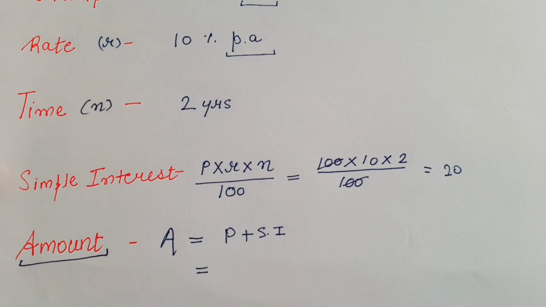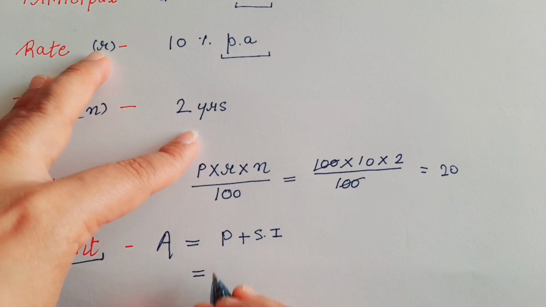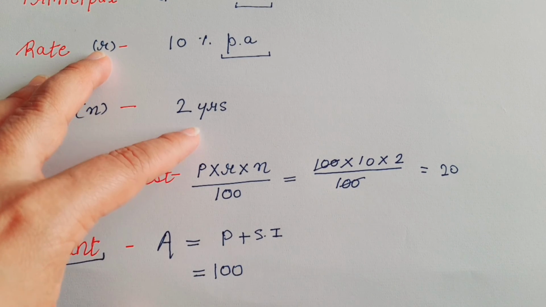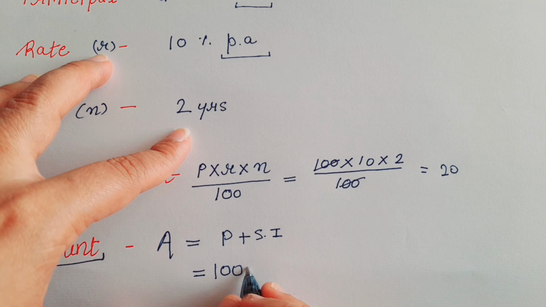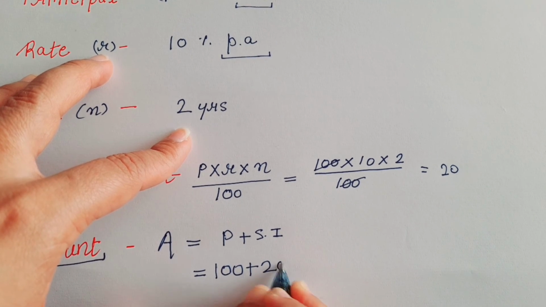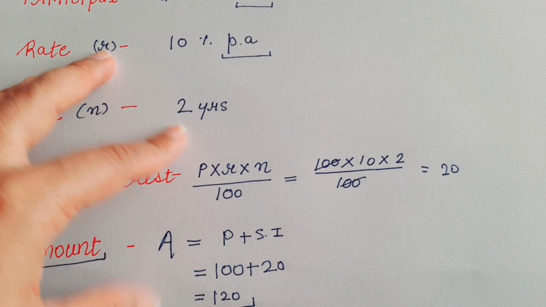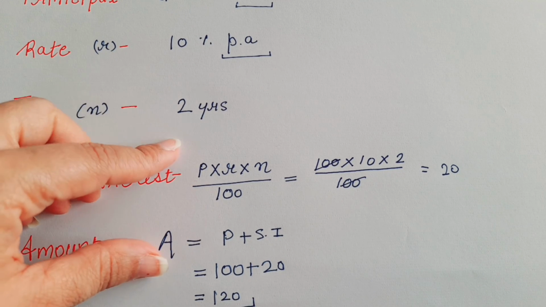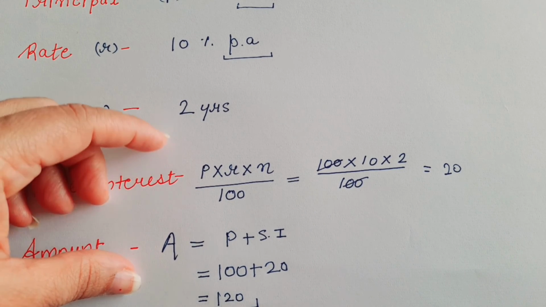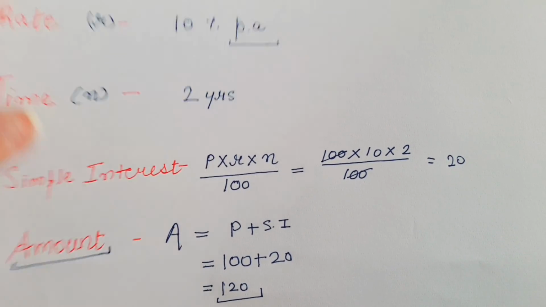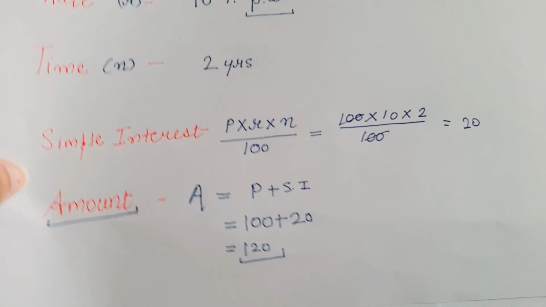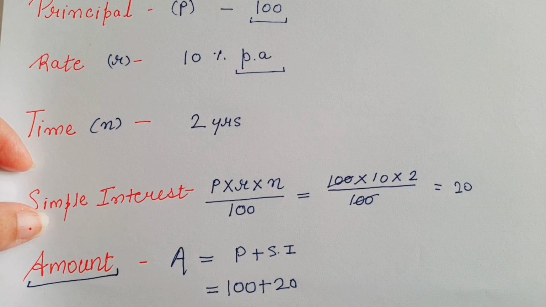This is very simple. After 2 years, he will return you your principal. You had 100 rupees and he will return you something extra. That something extra is 20 rupees here, because we calculated at 10% for 2 years. So you will get 120 rupees after 2 years. So this is the concept of simple interest.